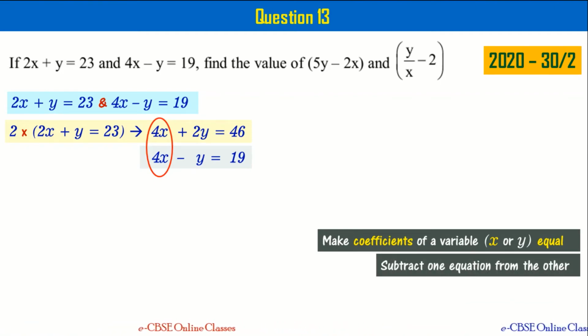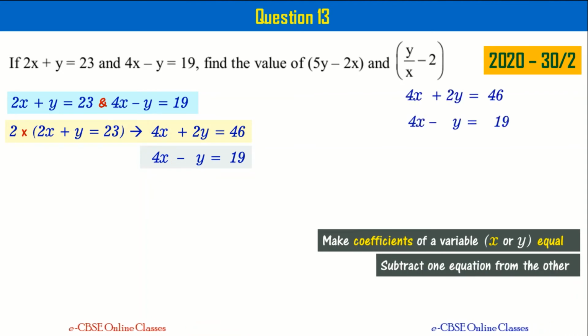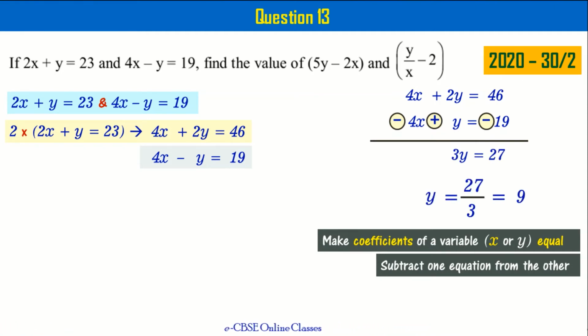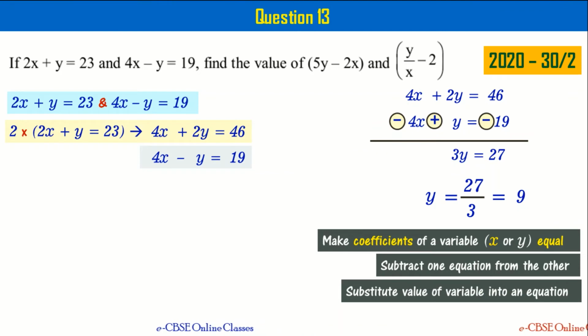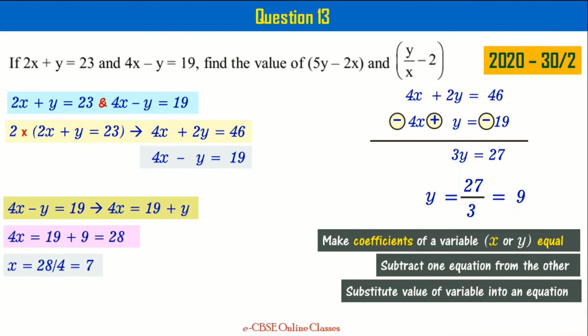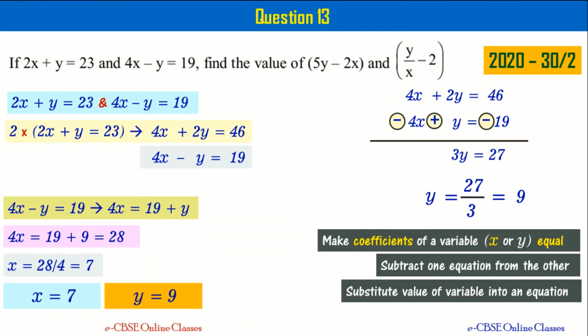The next step is to subtract one equation from the other. When you subtract, what you get is 3y equal to 27, which means y equal to 9. The next step is to substitute y equal to 9 into an equation, that is 4x equal to 19 plus y. When you substitute, you get x equal to 7. So x equal to 7 and y equal to 9 is the solution we are looking for. That completes the first part of the problem, where we have solved the given pair of equations.